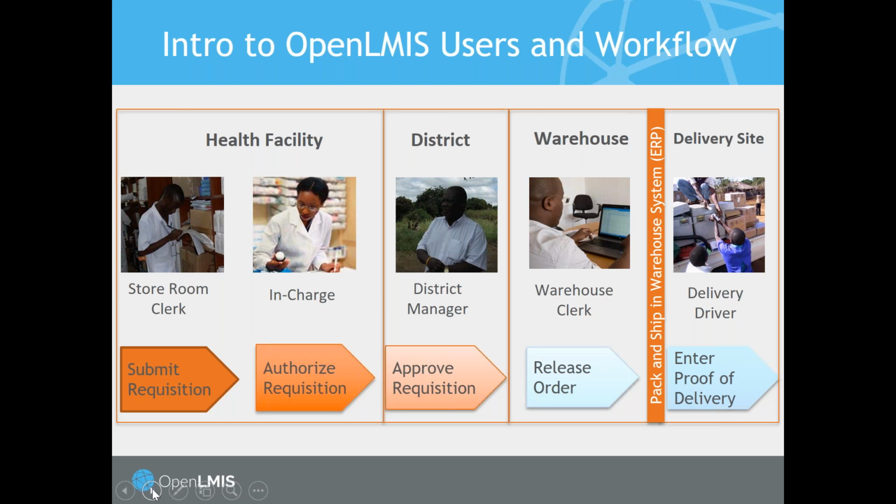So a storeroom clerk would be submitting that, and then you can see here it would flow through these different steps with different actors involved in each one of those. So it can get authorized and approved, turned into an order, and then delivered to a client site. So this is the kind of process that OpenLMIS facilitates.